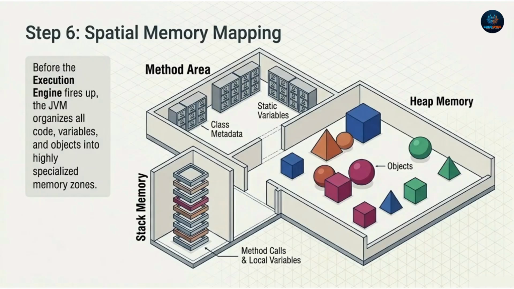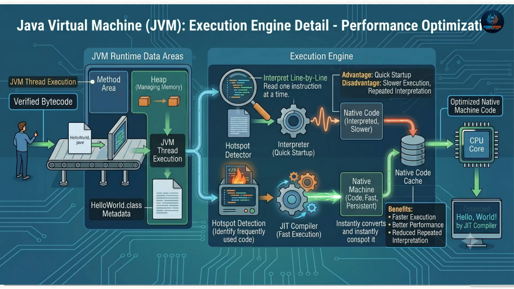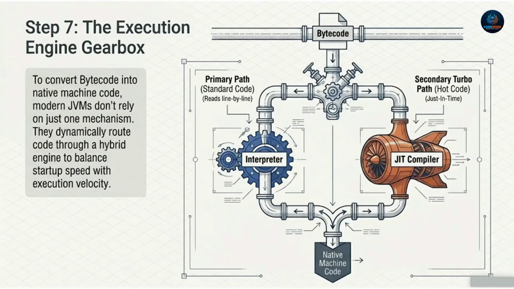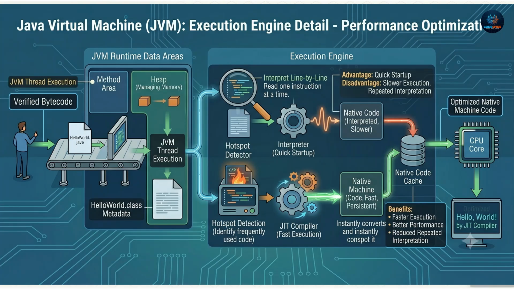Then the next step is the execution engine. The execution engine executes bytecode. It consists of an interpreter and a compiler. The interpreter reads bytecode line by line and executes it. The advantage of the interpreter is quick startup. There are disadvantages also. There is a compiler known as the JIT compiler.